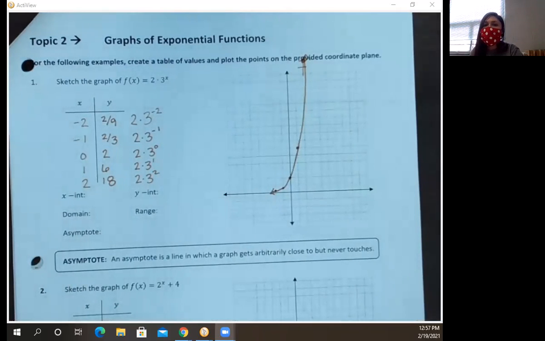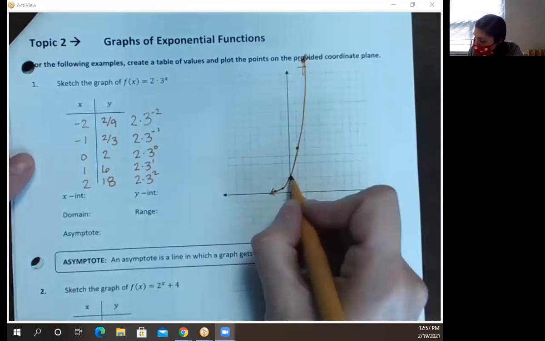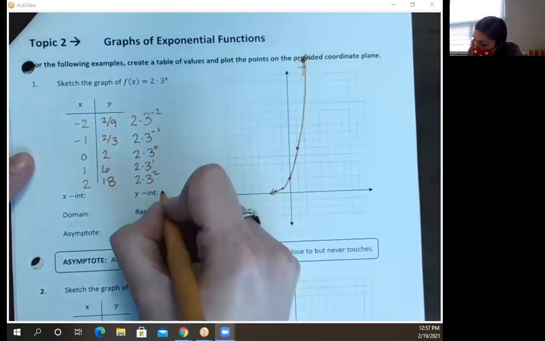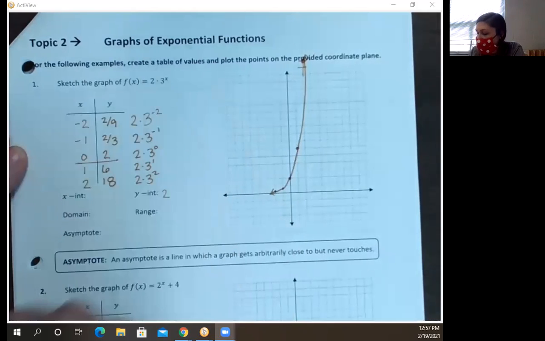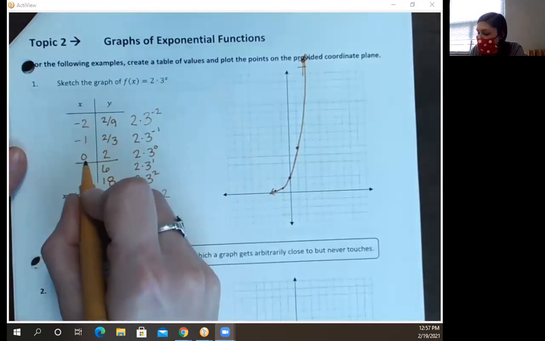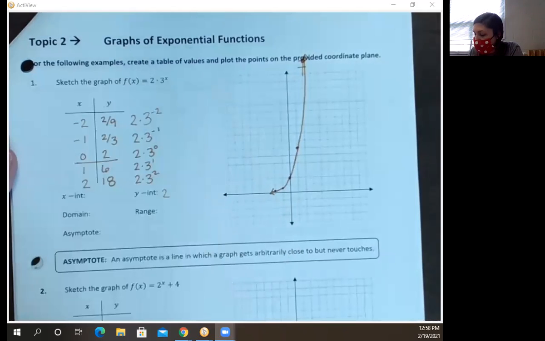And then let's talk about some of our key information here. I can see a y-intercept. We have a y-intercept at 2. I can also see my y-intercept from the table, right? The y-intercept happens when x is 0. There's my y-intercept in the table.